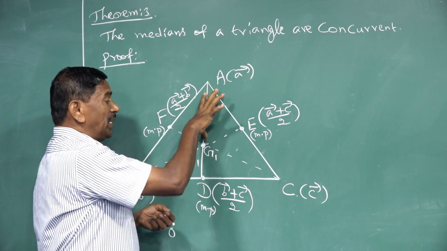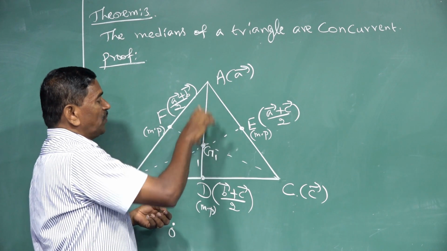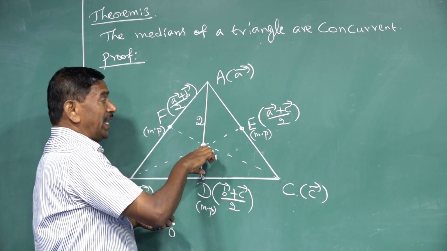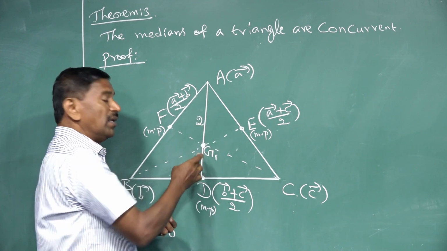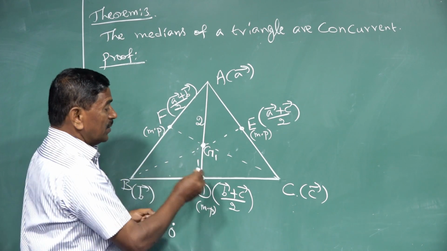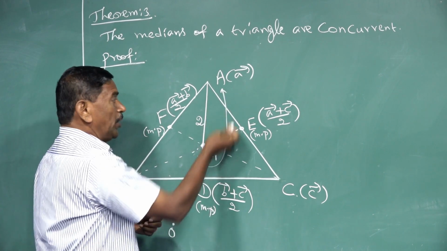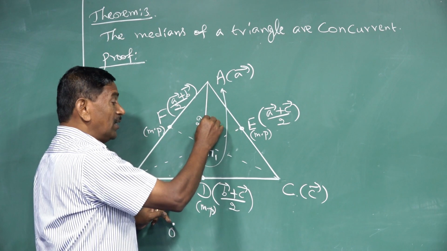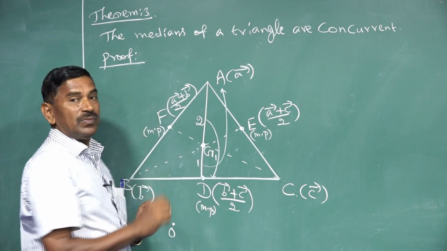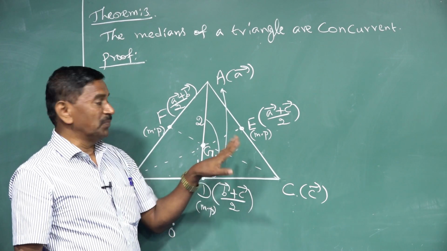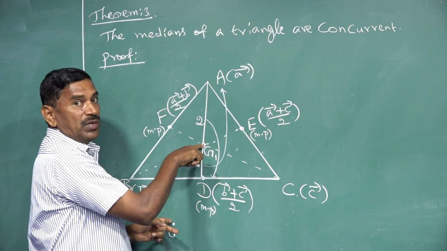So medians meet in the ratio 2:1. Now let G1 divide the median AD internally in the ratio 2:1. Then by the section formula, 1 into OA vector plus 2 into OD vector divided by 1 plus 2, you are going to get the first equation, which is OG1 vector is equal to this.